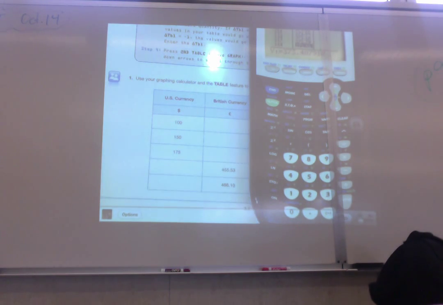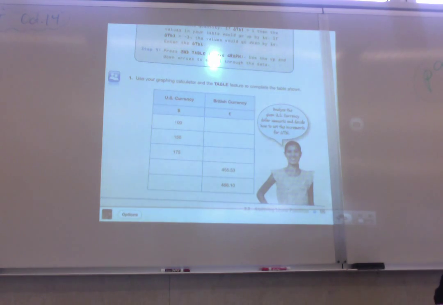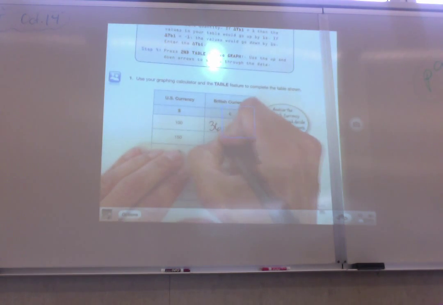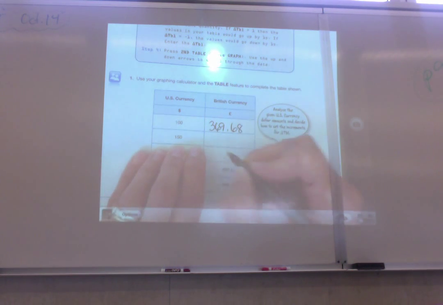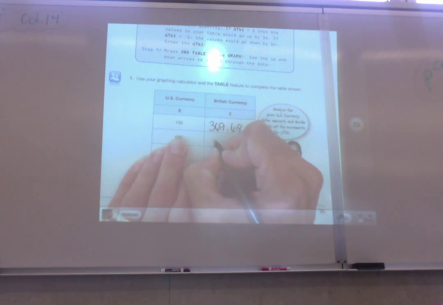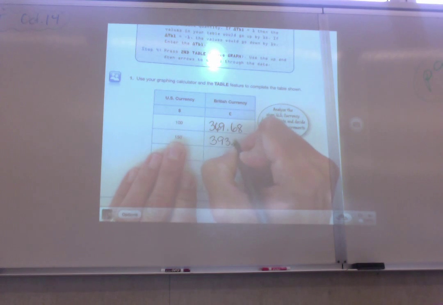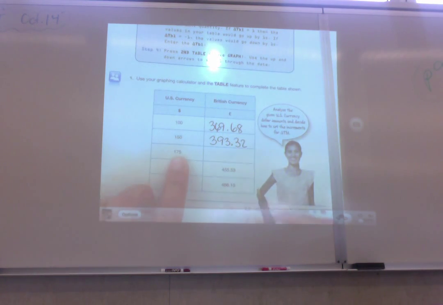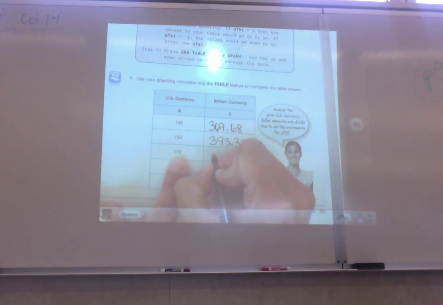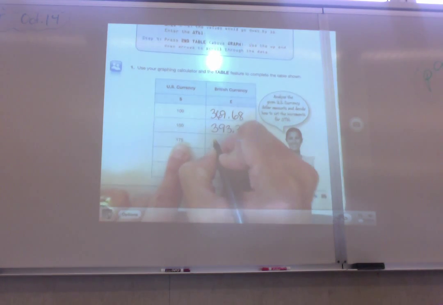Okay. Here we go. Myra. Wait, we all had this one, right? 369.68. Guillermo. $150. How many pounds? $393.32. Do we agree with Guillermo? Yeah. Okay. Wyatt, $175. I got 401.87.